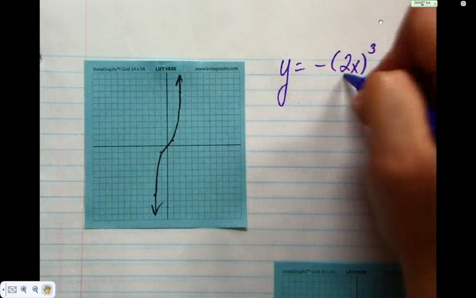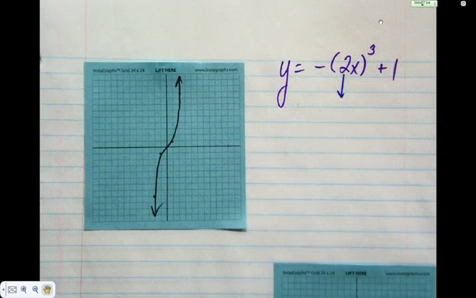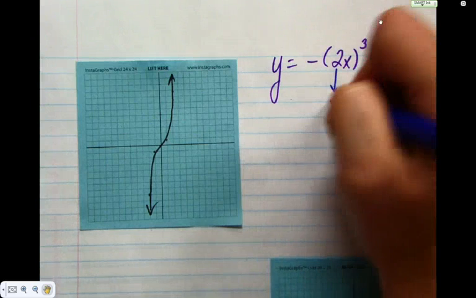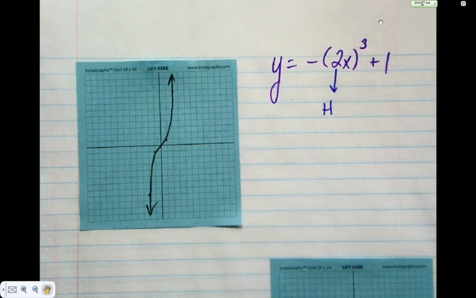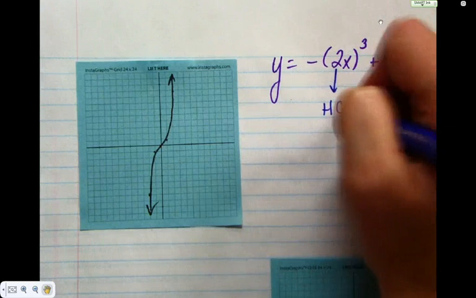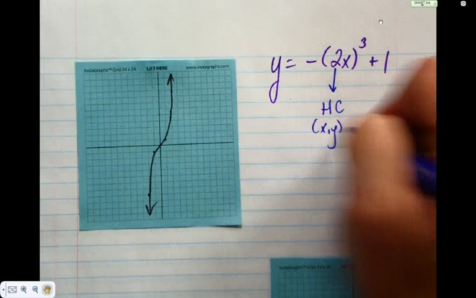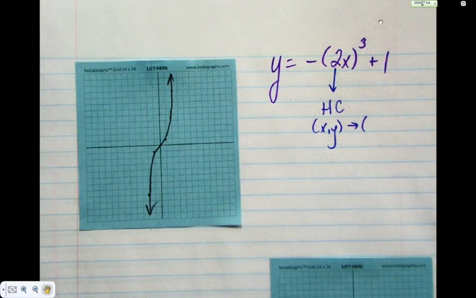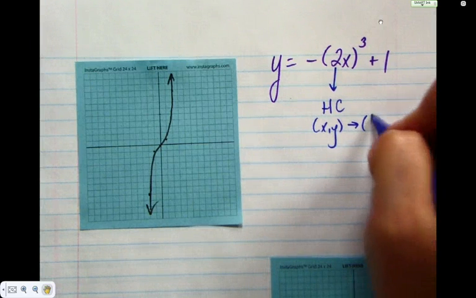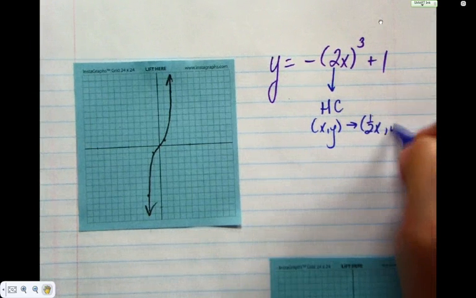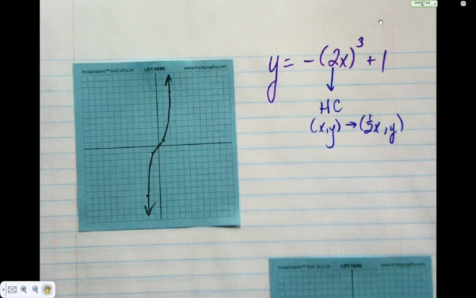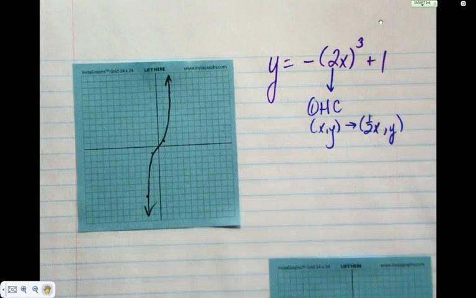Identify or describe the transformations, going inside the brackets first because of BEDMAS. Inside the brackets means it's horizontal. Multiplication means it's a stretch or compression. Whole number means it is compression. (x, y) goes to 1/2 x, or x divided by 2, whichever one you prefer, and y. Okay, so that's number 1.